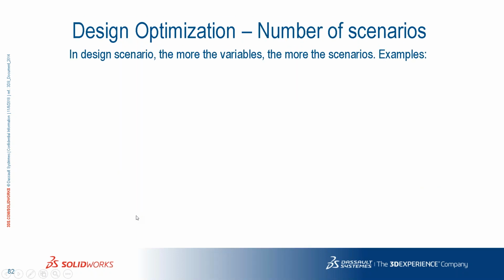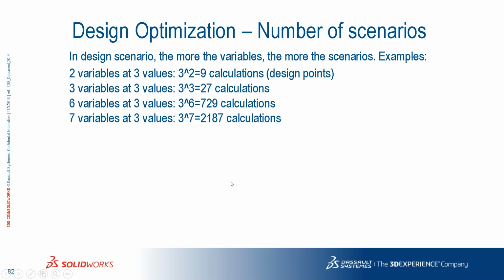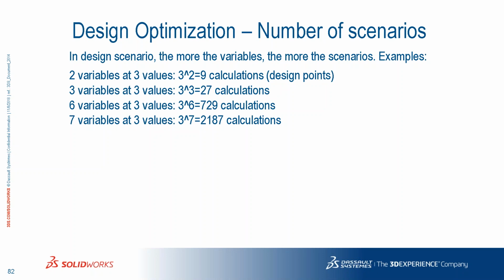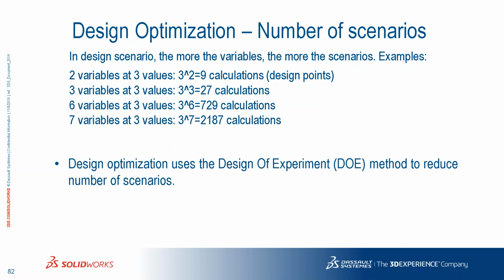For what concerns the number of scenarios, you have to keep in mind that the more variables you have, the more scenarios there are. Because if you have two variables and each of them has 3 values, there will be 3 to the power of 2, 9 calculations to make. And the more of them you have, the more calculations. So if you have 7 variables and 3 values, you'll come out with 2,187 calculations. That's a lot. That's why the design of experiment approach will use a statistical approach to study only a set of those significant scenarios.